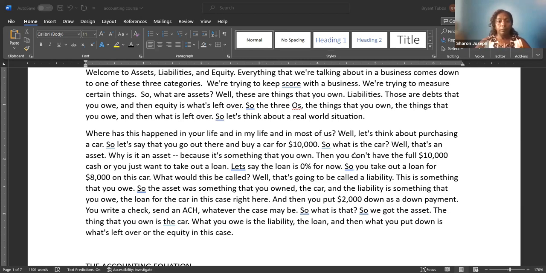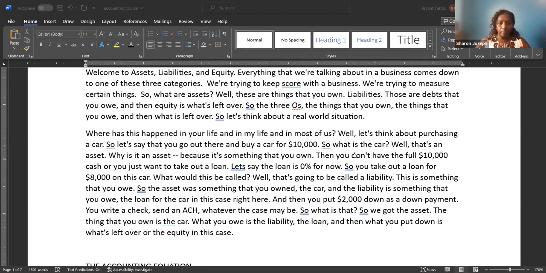Then you don't have the full $10,000 cash, or you just want to take out a loan. Let's say the loan is 0% for now. We'll come back to that later. So you take out a loan for $8,000 on this car. What would that be called? Well, that's going to be called a liability. It's something that you owe.